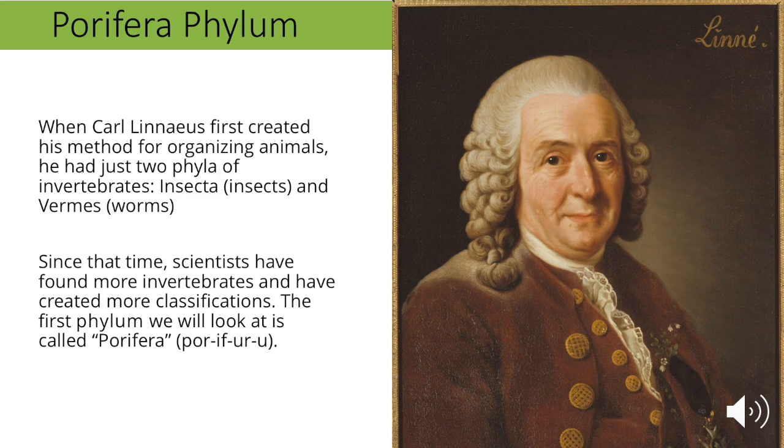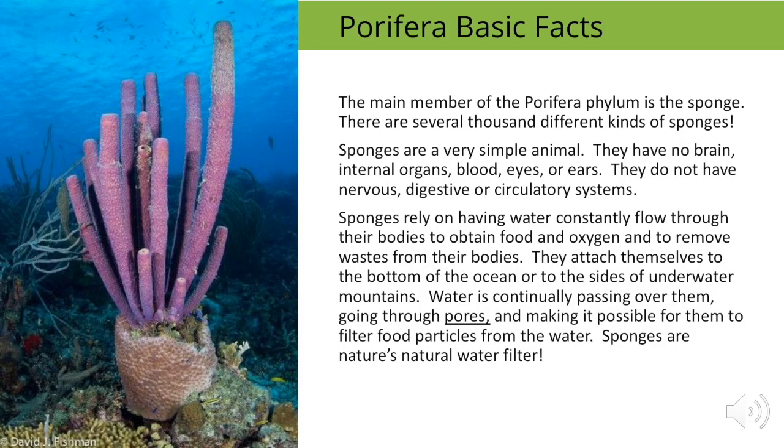Now, the very first one we're going to study is the Porifera, but when Carl Linnaeus first created his method for organizing animals, he had just 2 phyla of invertebrates, the Insecta, or insects, and the Vermes, worms. And since that time, scientists have found that there are so many more common characteristics that they could further classify them into other groups, that they've come up with these 6 really common ones, the ones that you just saw there. And the first one that we're going to look at is the Porifera. The main member of the Porifera phylum is the sponge.